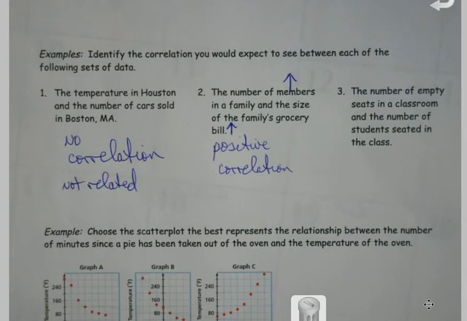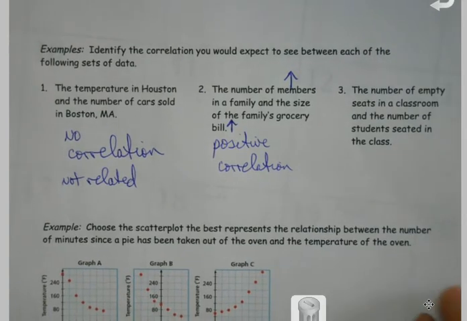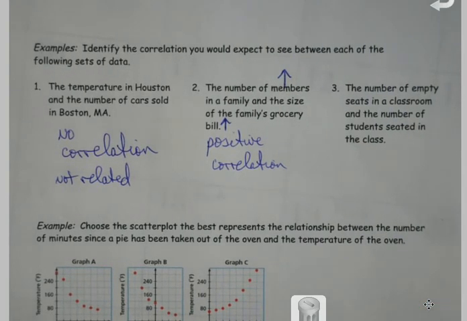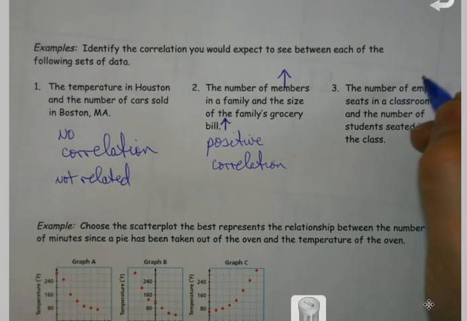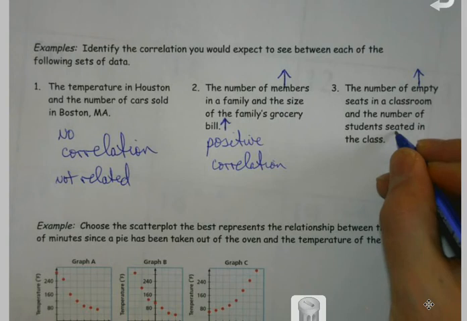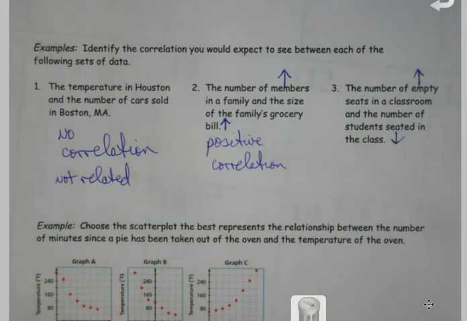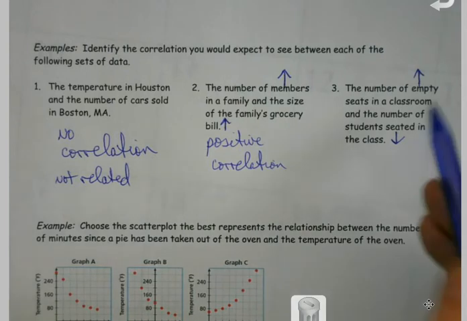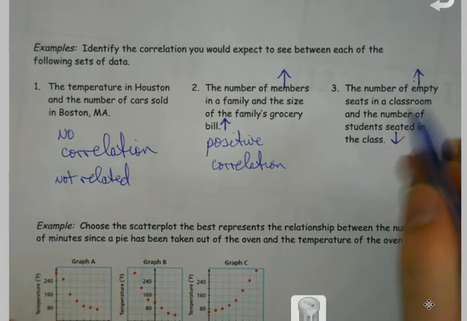So if they're both going in the same direction, that's positive. Let's see. The number of empty seats in a classroom and the number of students seated in the class. What happens as the number of empty seats rises? The number of students seated would decrease. Because if you're standing there and all of a sudden you stand up and go walking over, it's like, ooh, now I have more empty seats than I do seated. One goes up, one goes down.